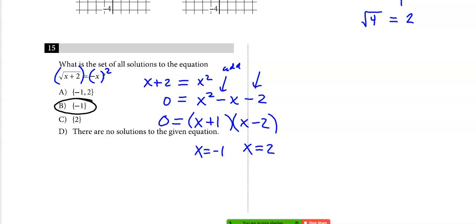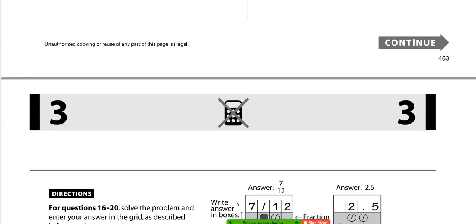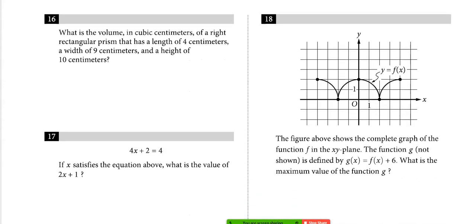So I chose A, but then when I read their answers, it was B, and it was kind of from that loophole. So be careful on that. Just know that they only want the principal root, which to me is kind of crappy, but whatever. I don't get to write the SAT, I guess.